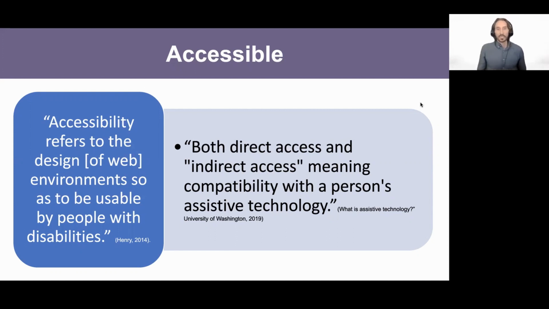And there's also this idea of direct access and indirect access, meaning that the person's direct access is their direct interface with your Canvas front page, and then the indirect compatibility is how they access it with their assistive technology, such as using a screen reader.